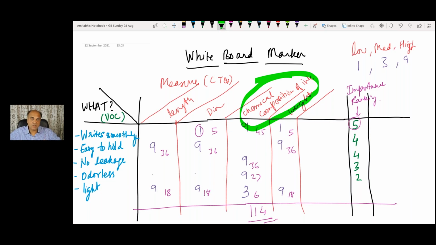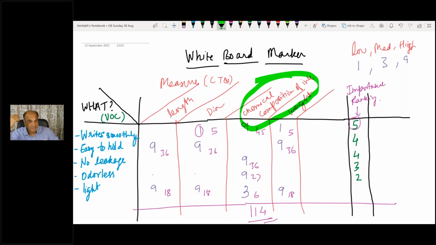And if I were to take a project, let us say if it were a DMAIC project, I would say this is one very, very important and most important CTQ. I should focus on it. If I'm not really performing there, well, then I should take a project there. And if I'm doing well in terms of chemical composition of ink, then I should proceed to the next CTQ.